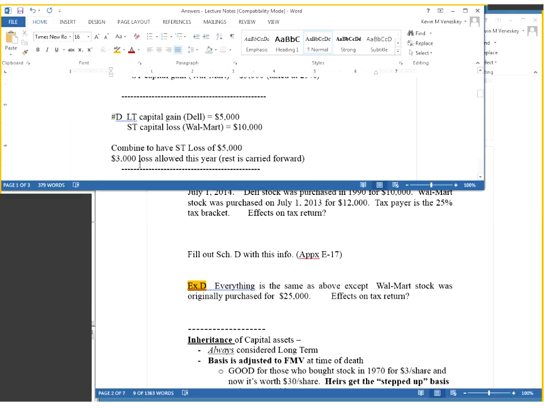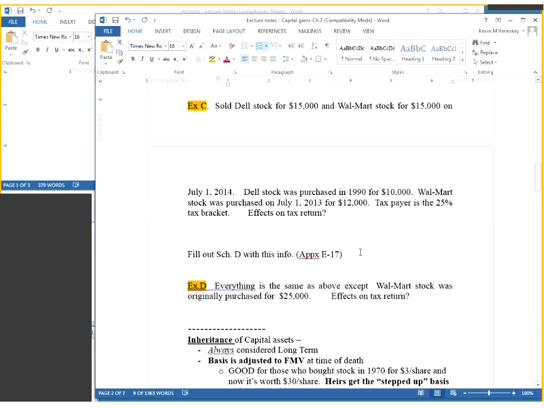And then knowing that anything that we can't use this year, we can carry forward each year and only use $3,000 unless we have a gain to offset that loss. Then that could definitely be just like how we had a gain to offset our Walmart loss. You can net those. It's just if you have a loss left over at the end, you can only take $3,000 of that.